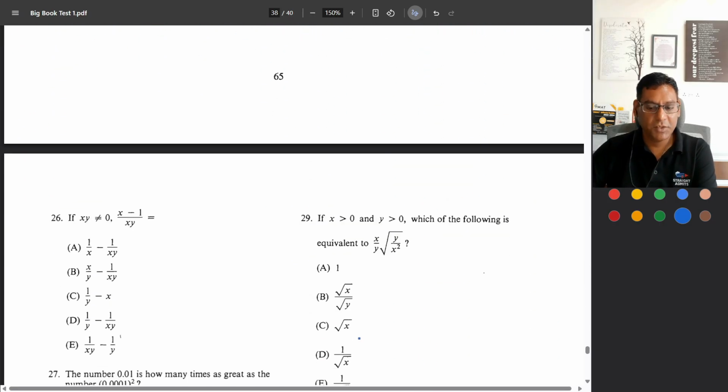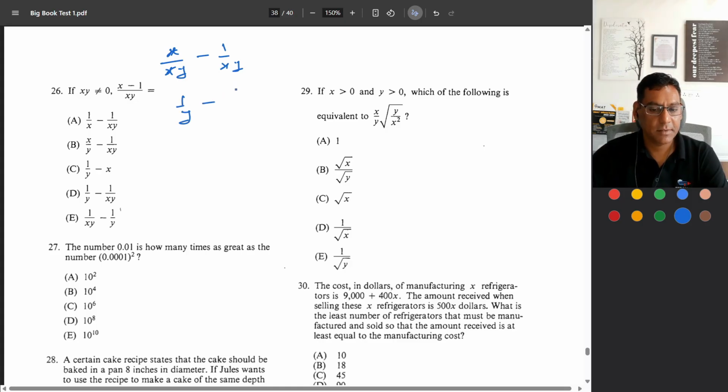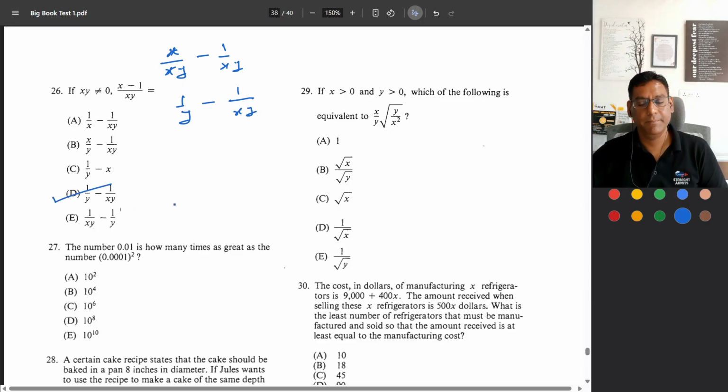Okay, let's move on. If xy is not equal to 0, x minus 1 divided by xy. How would that be? It would be x by xy minus 1 by xy. Correct. So x gets cancelled: 1 by y minus 1 by xy. That is D. Pretty straightforward.